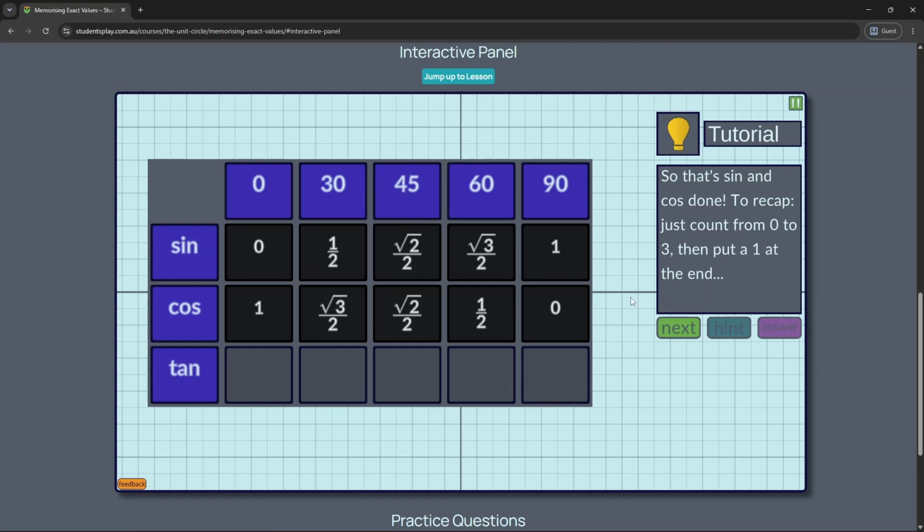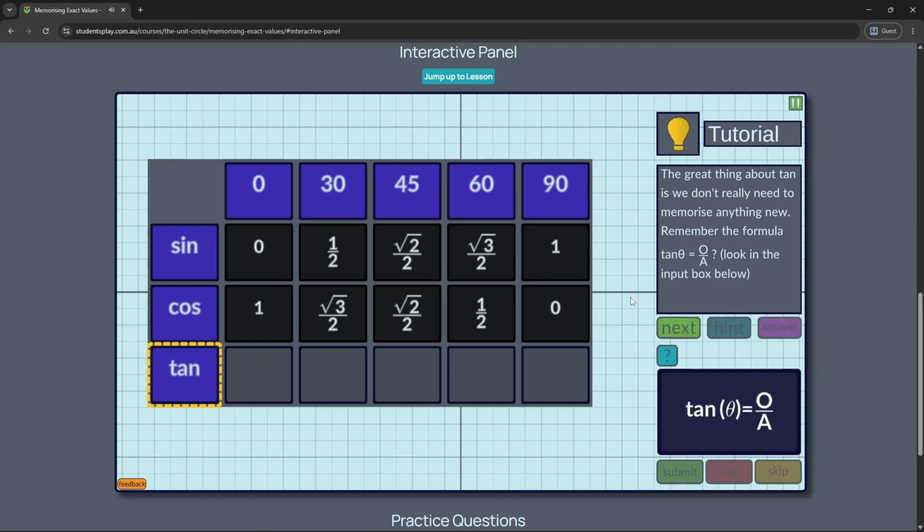To recap, just count from 0 to 3, then put a 1 at the end. Then square root the middle 3 numbers and then divide them by 2. And for cos, we do the exact same, but from right to left. Okay, now for tan. The great thing about tan is we don't really need to memorize anything new.